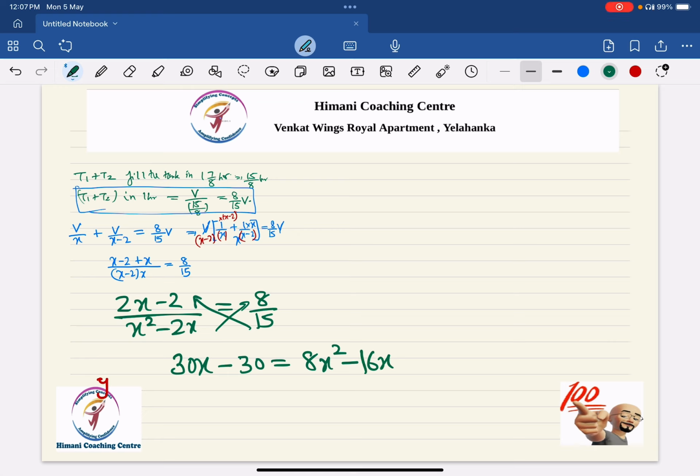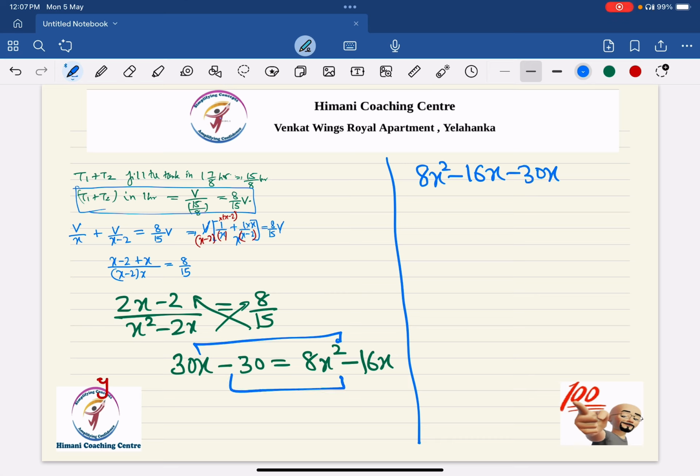Now, since there is a variable with a power of 2, this is a quadratic equation. So we need to bring everything to one side and solve the quadratic equation. So 8x square minus 16x, 30x goes to the other side, it will become minus 30x. Minus 30 goes to the other side, it will become plus 30, which is equal to 0. So we get that 8x square minus 46x plus 30 equals 0.